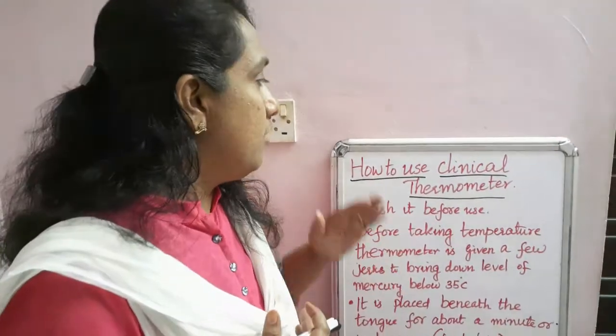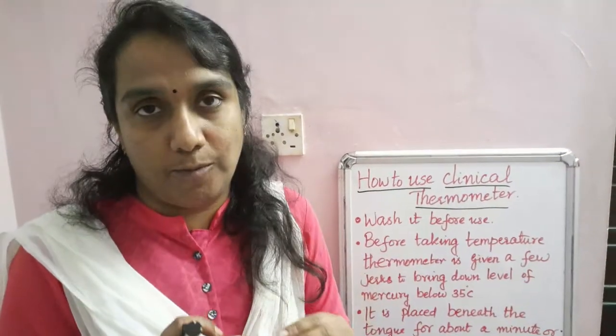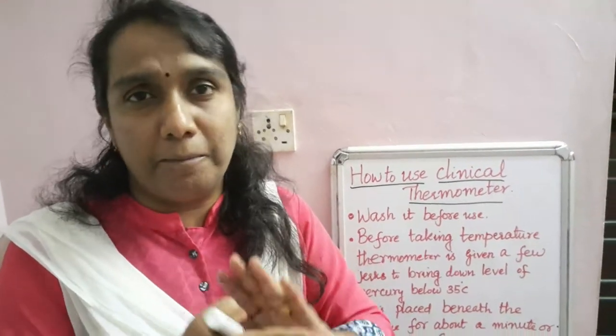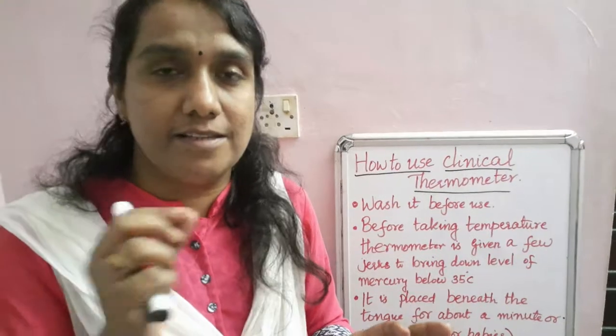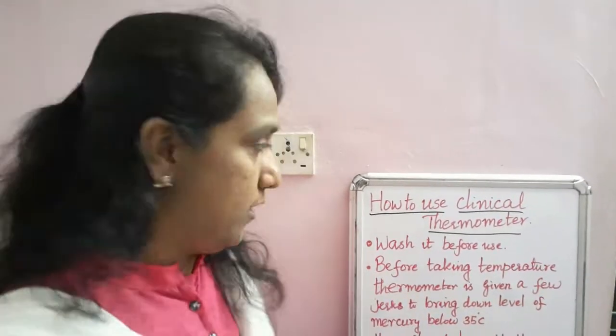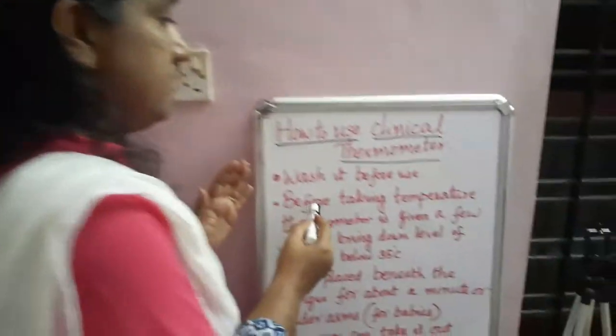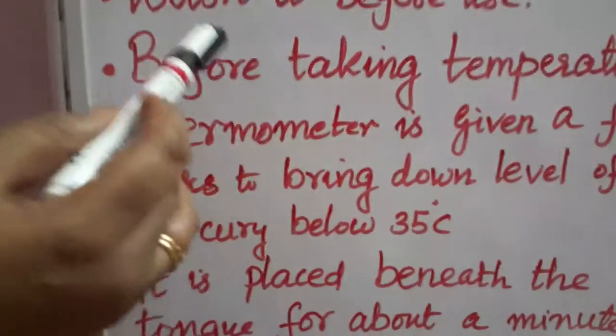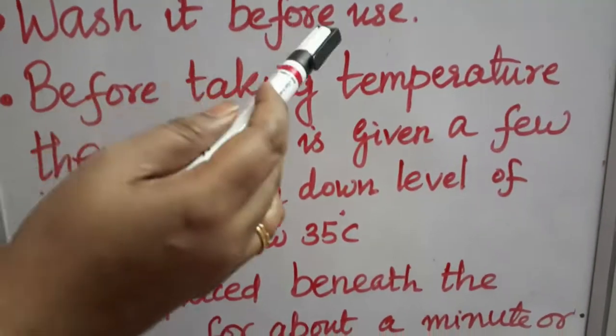First of all, wash it. Wash the thermometer nicely. No need to rub it or clean it like that. Just dip it in clean water. So wash it nicely in the clean water. Then, before taking the temperature, the first point is to wash it before use.